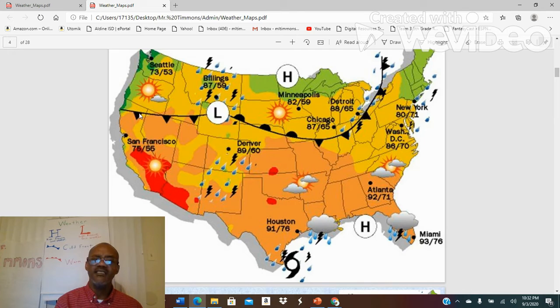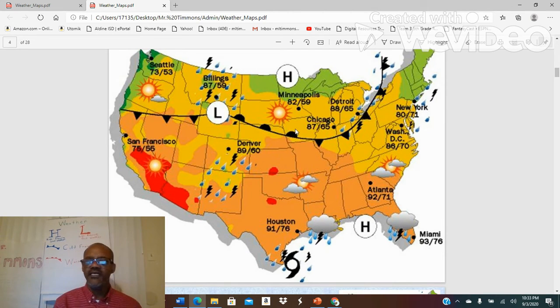So I would make a guess that as this front moves through, the temperatures are going to go down for San Francisco. Also, it's going to increase the cloud cover. You see the cloud cover there? It's not as severe. Maybe this is not as strong of a cold front, okay?